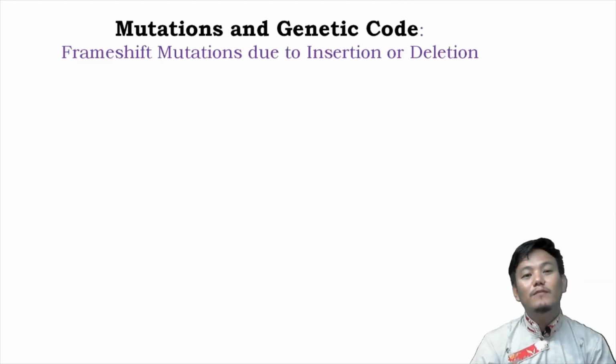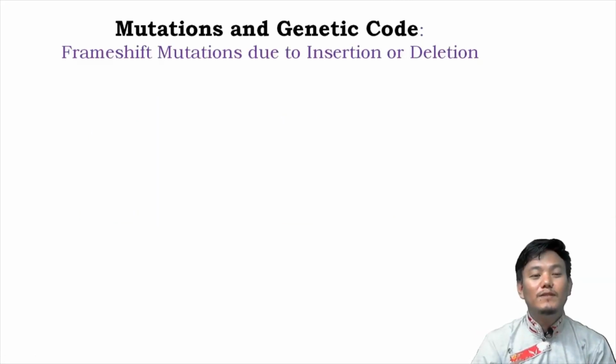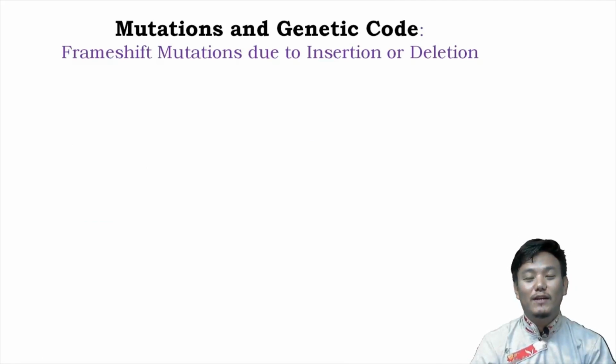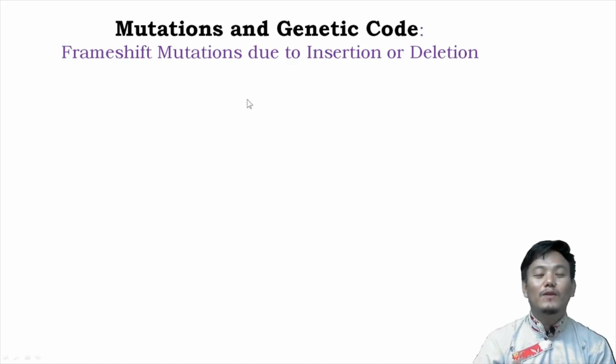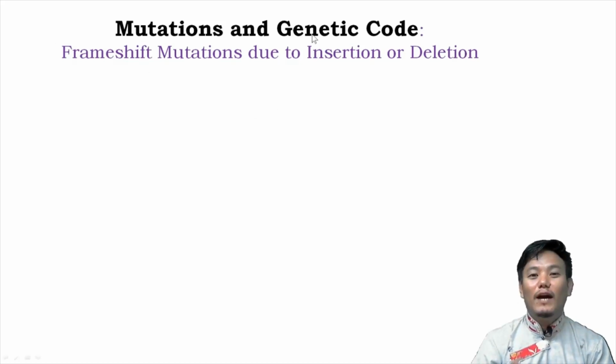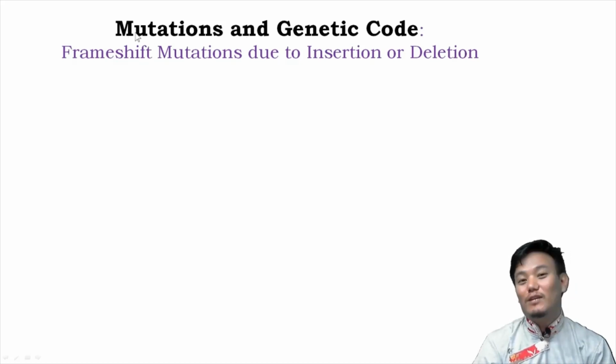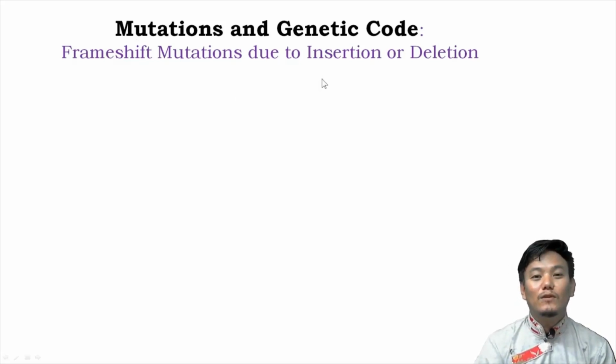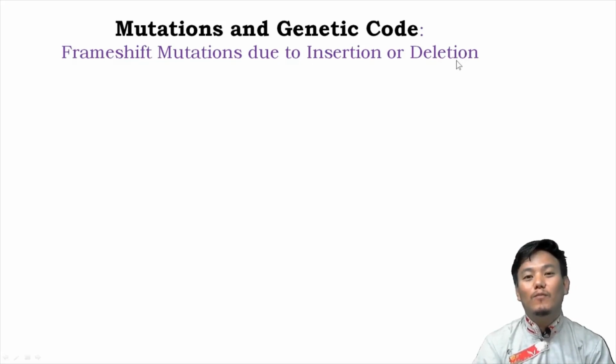So in the final part of this video, we will discuss mutations and genetic code. We have studied the genetic code, and it is present on either DNA or RNA, right? So how the alterations of the genetic code will lead to mutations. We will try to understand that, and specifically we will try to understand the effects of point mutation. So insertion or deletion are two forms of point mutation.